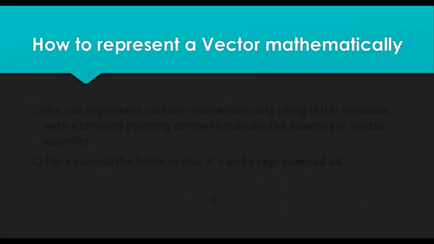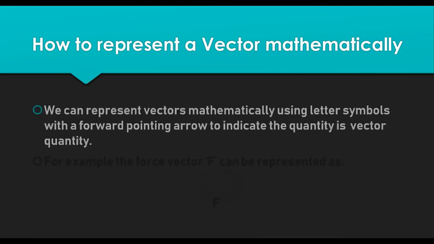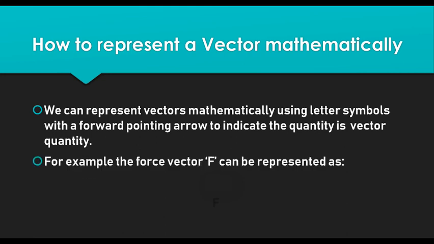So how do we represent a vector mathematically? We can represent vectors mathematically using letter symbols with a forward pointing arrow to indicate that the quantity is a vector quantity. For example, we can write the force vector F as F with a forward pointing arrow. This arrow tells us that we're dealing with a vector. So whenever we represent a physical quantity with a forward pointing arrow above it, the quantity we're looking at is a vector quantity.